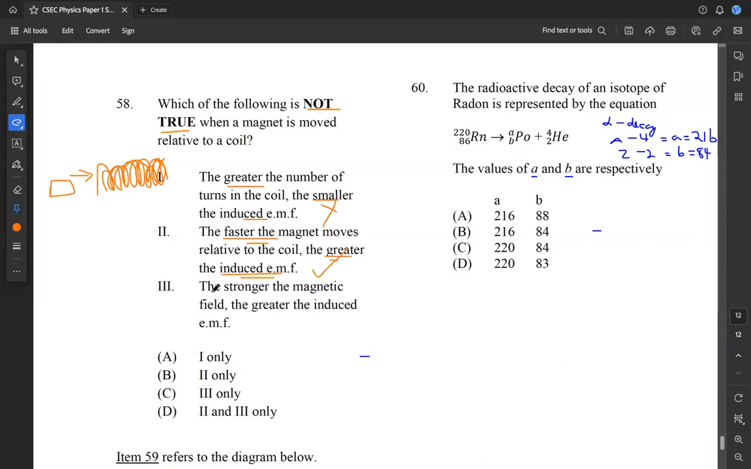And then the stronger the magnetic field, the greater the induced EMF. That's true, right? So what's not true is this first one, one only. So our answer for 58 is going to be A, I only, that's not true, okay?